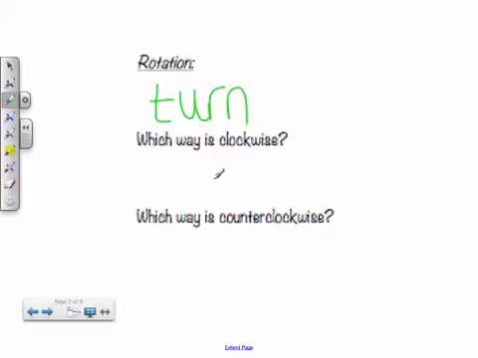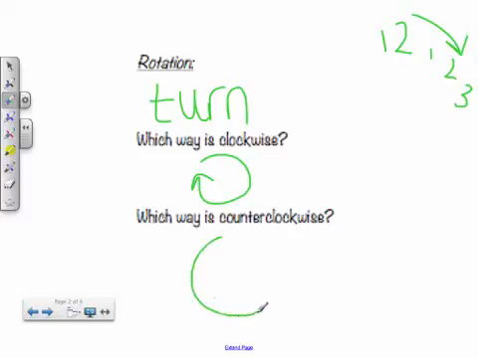So which direction is clockwise? I want you to draw the direction on your paper and then compare your answer with mine. All right, so clockwise means it's going this way, because remember it goes 12, 1, 2, 3, like that. So this is clockwise. Now go ahead and draw what counterclockwise is going to look like. And counterclockwise is going to look this way.